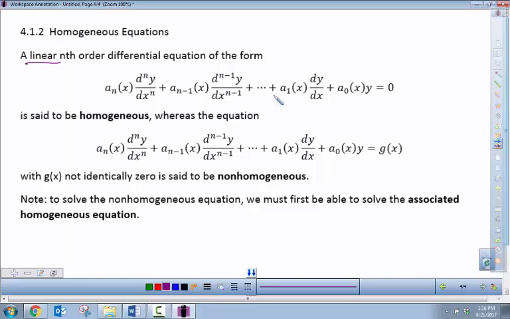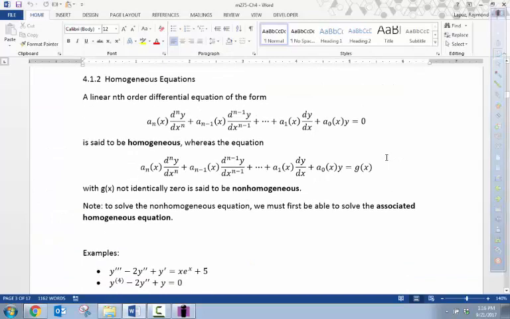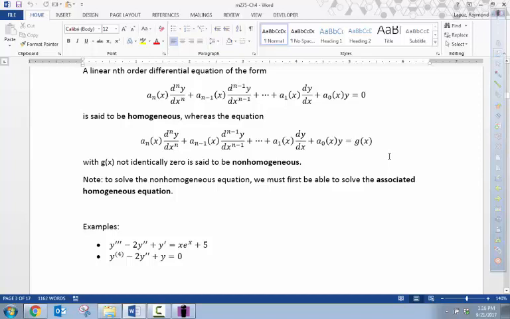All right. When are we going to start solving problems? So here's just a couple of examples. The first one is non-homogeneous. The second one is homogeneous.